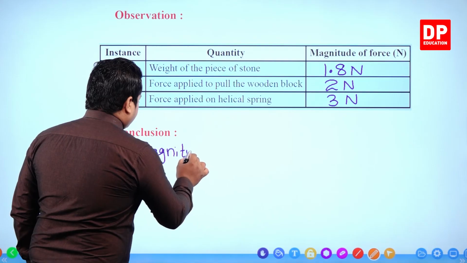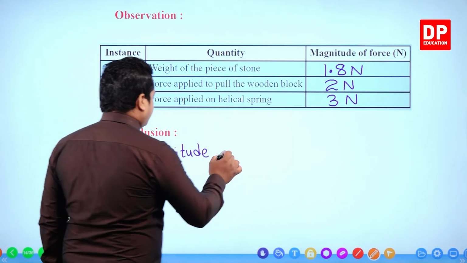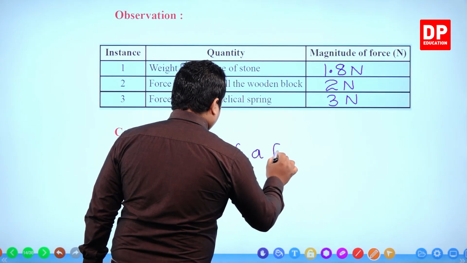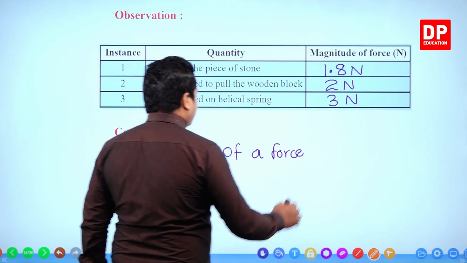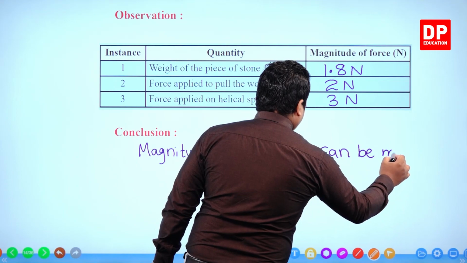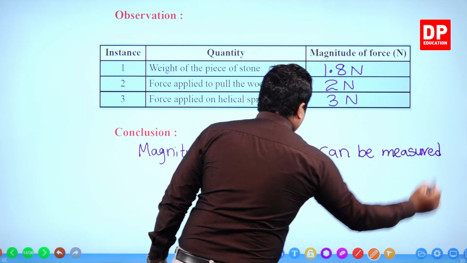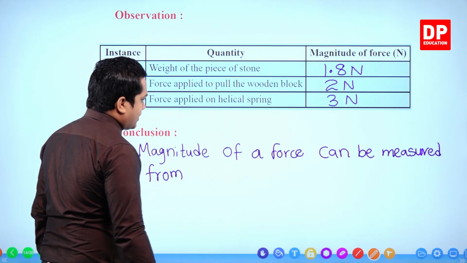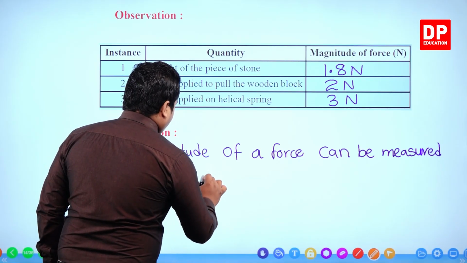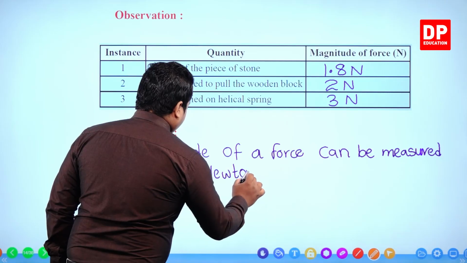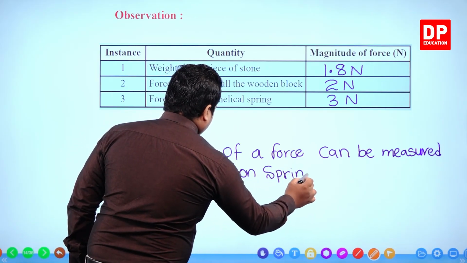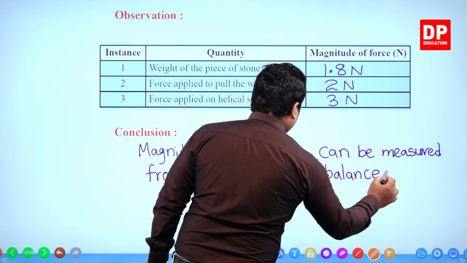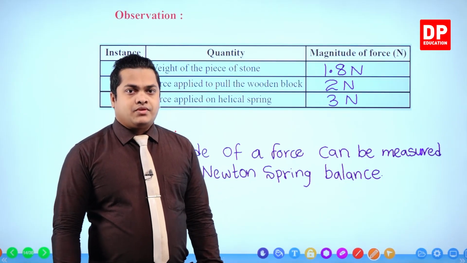Magnitude of a force can be measured from a Newton spring balance. This is the final conclusion that we can take from the experiment, my dear children.